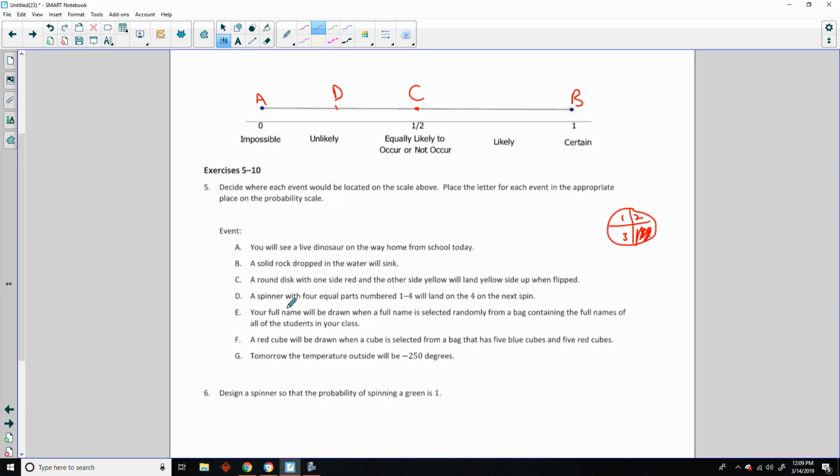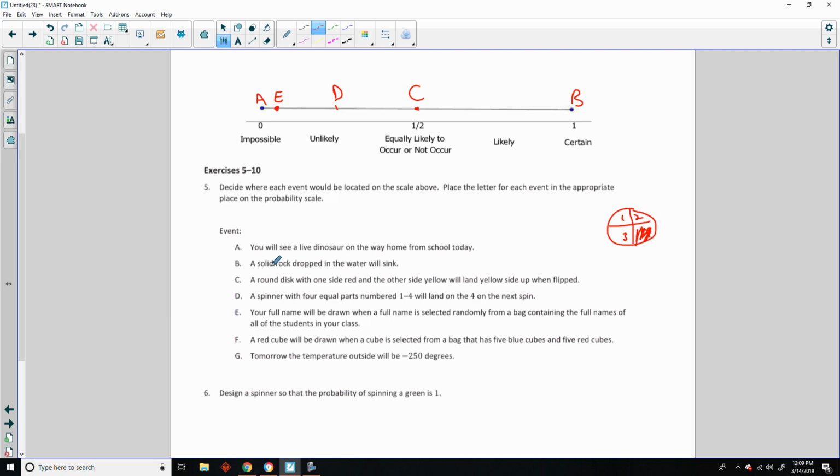Your full name will be drawn when a full name is selected randomly from a bag containing the full names of all the students in your class. Well, if there are 30 students in your class, 1 out of 30 is way down here, and that is E. F. A red cube will be drawn when a cube is selected from a bag that has 5 blue cubes and 5 red cubes.